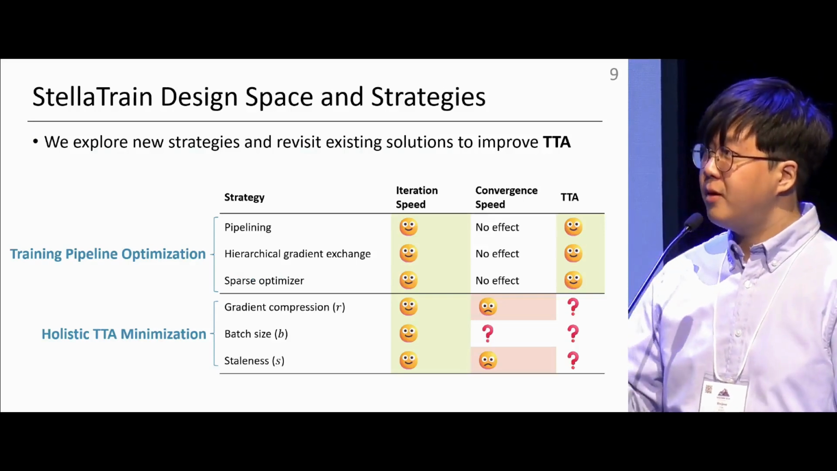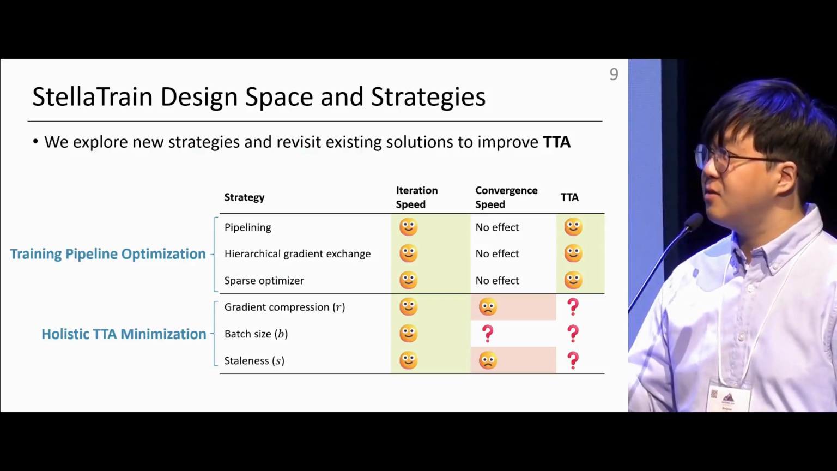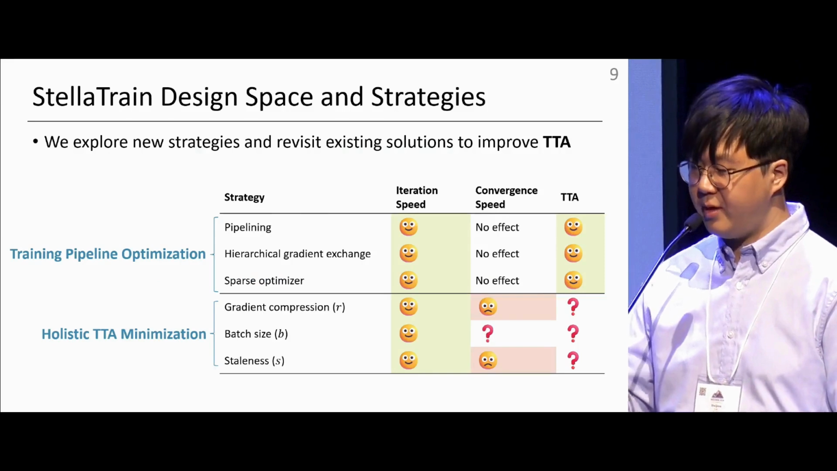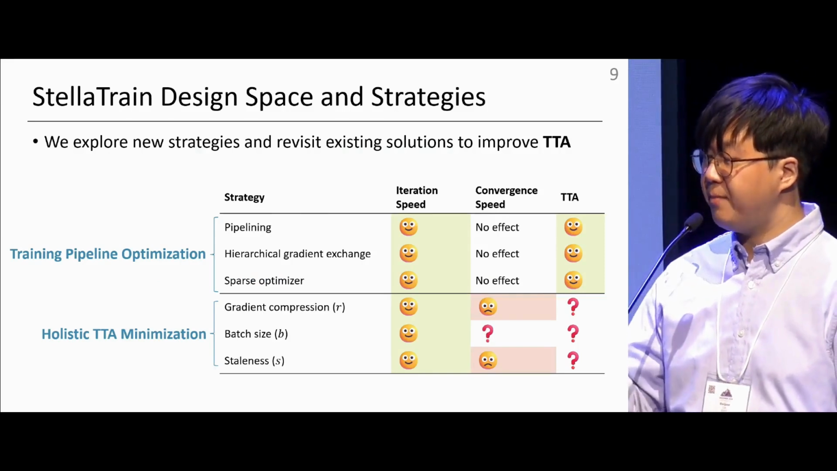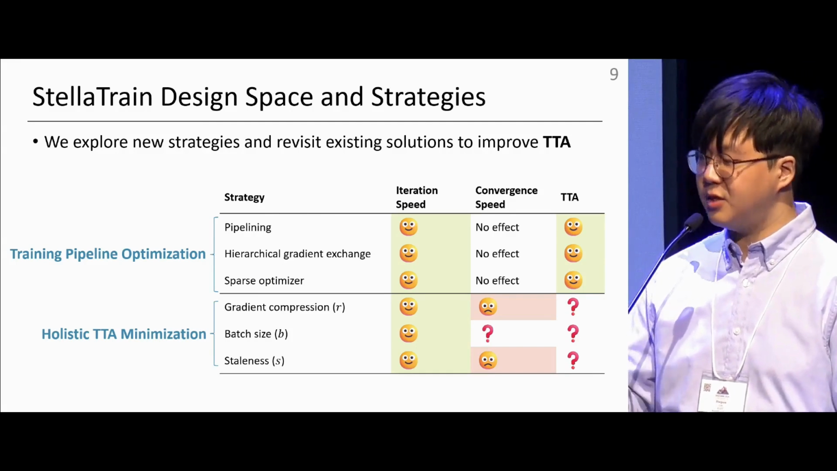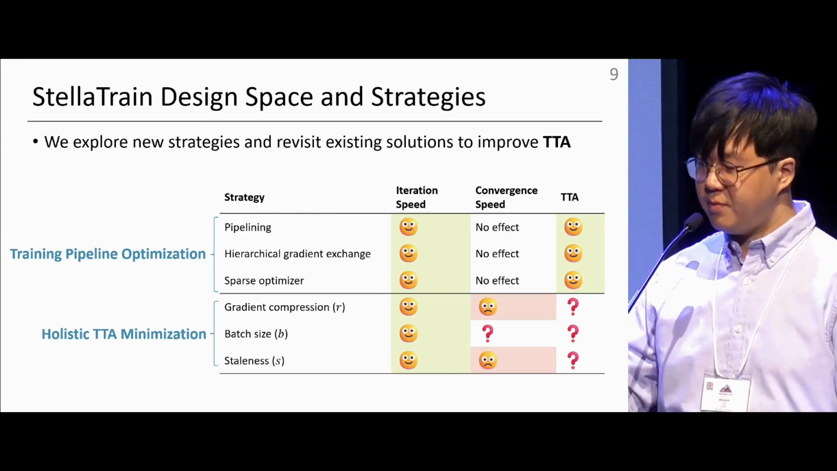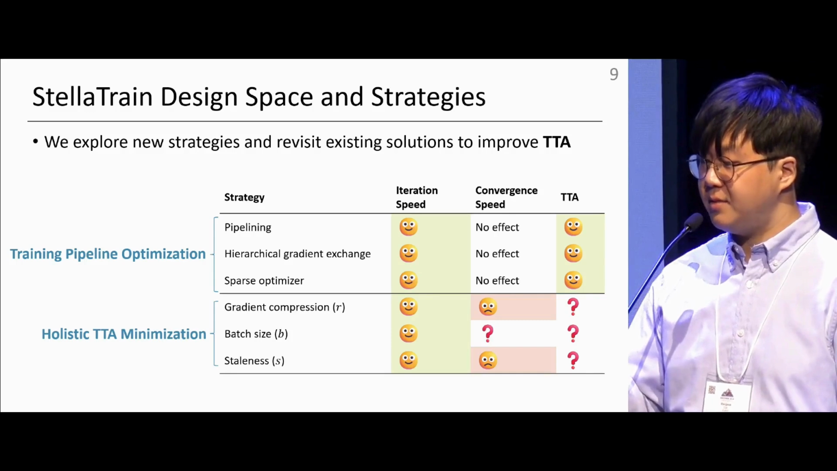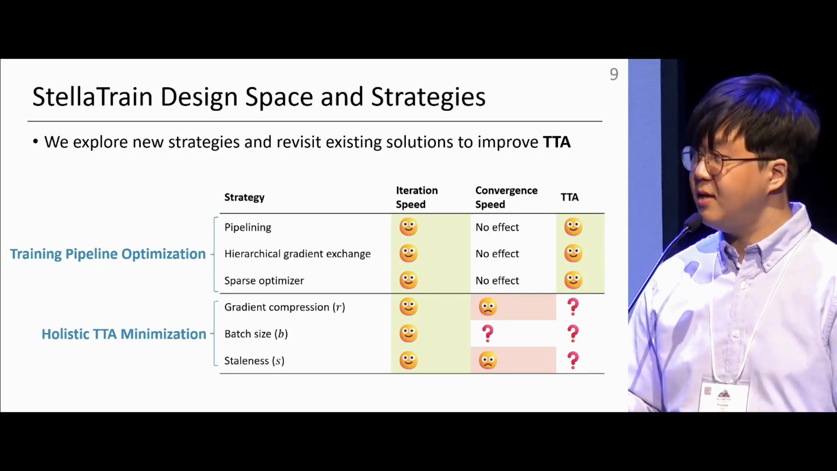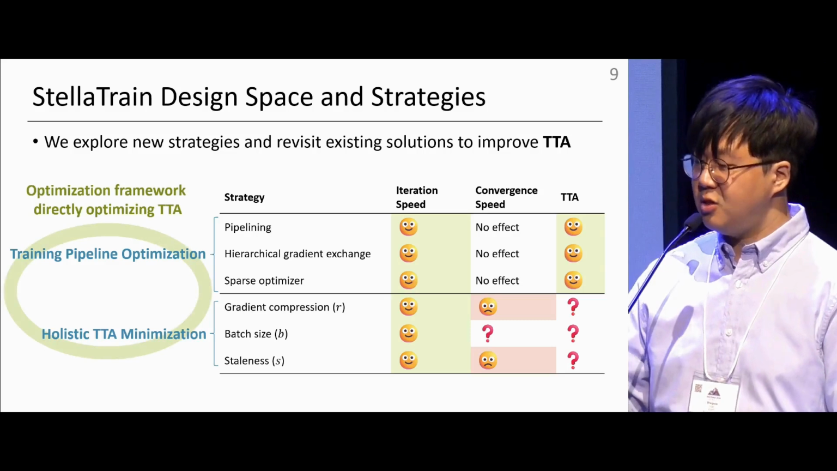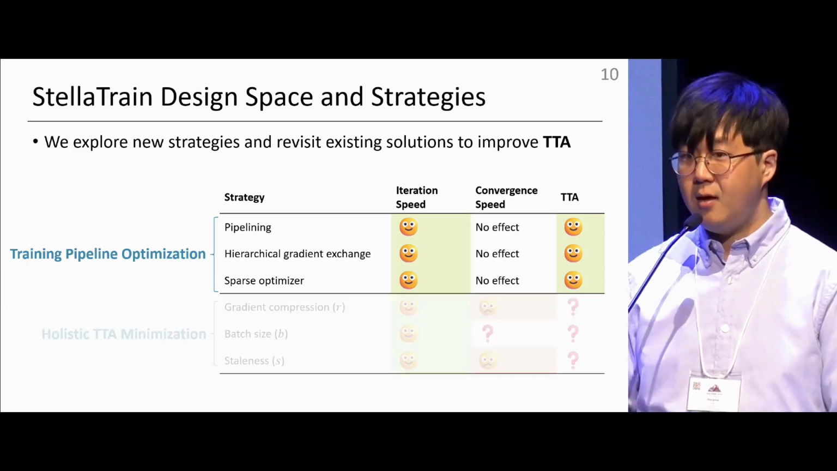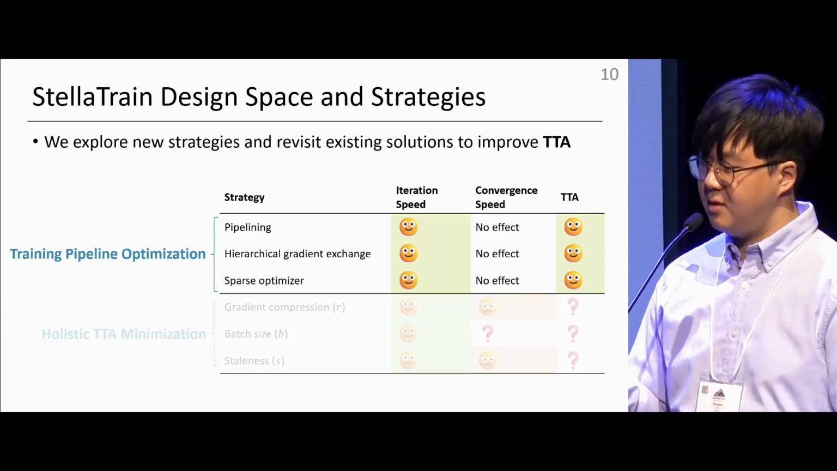So we explore new strategies and revisit existing solutions to improve TTA. We first explore techniques that optimize the training pipeline, which can enhance the iteration speed without affecting the convergence speed. Then we explore strategies to holistically optimize TTA, which affect both iteration and convergence speed. And SIGCOMM' is an optimization framework that directly optimizes TTA. I'll first discuss strategies that optimize the training pipeline.